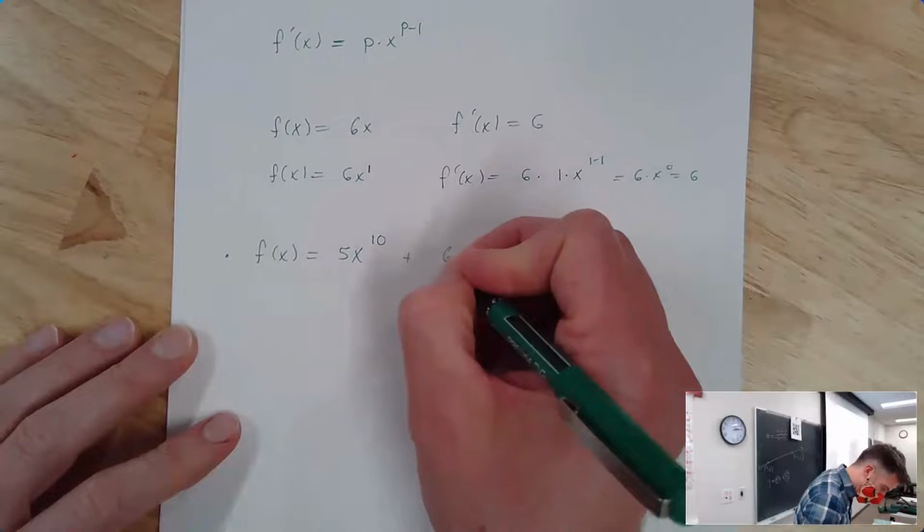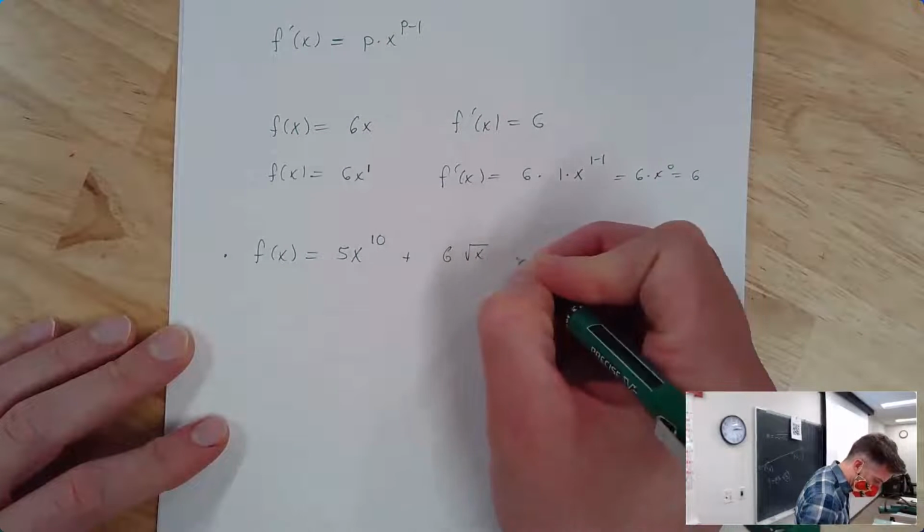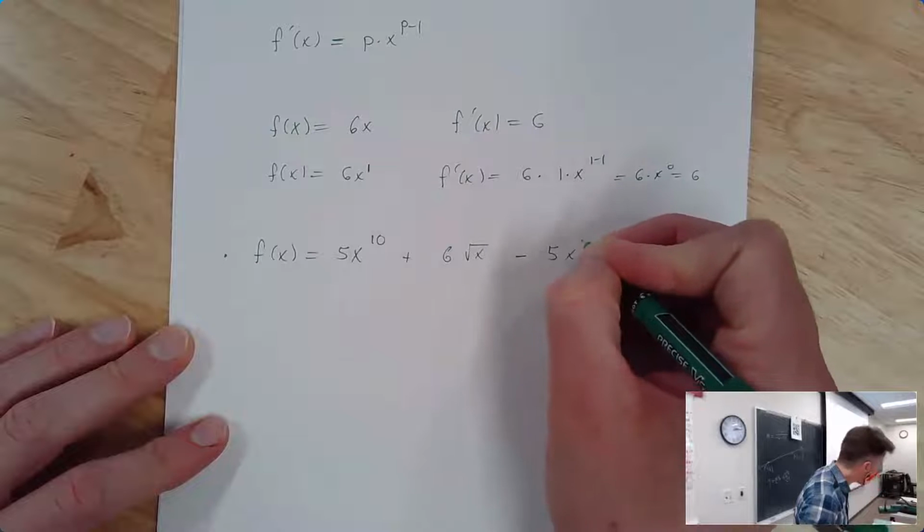plus 6 times the square root of x minus 5x cubed.